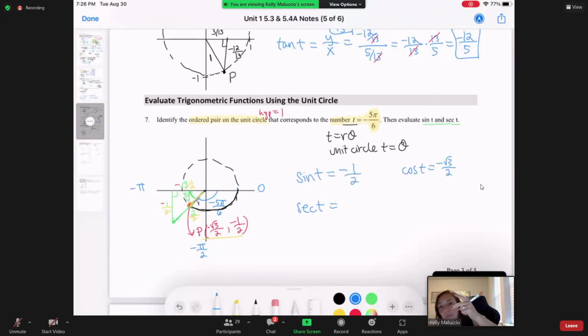But if we flip that, it's going to be secant. So 2 over square root of 3. Keep the negative, doesn't matter where. But then we have to rationalize, right? So negative 2 root 3 over 3. So these are our answers here.